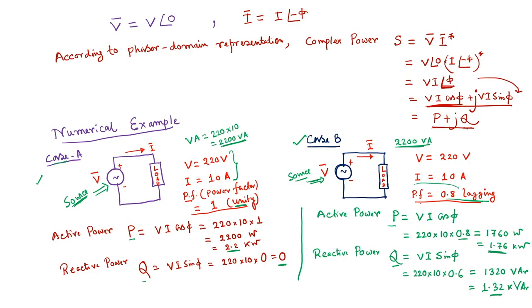Okay. So, if the source is our electric utility, then the electric utility is sending the same amount of volt ampere. However, due to the different types of load, case A is consuming 2.2 kilowatt, but case B is consuming lower, that is 1.76 kilowatt. This primarily happens due to the power factor.